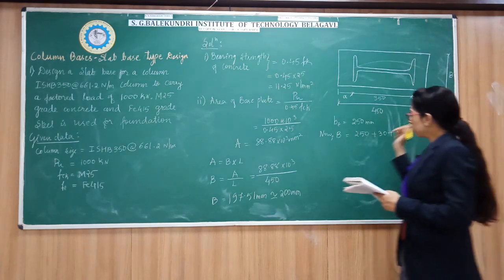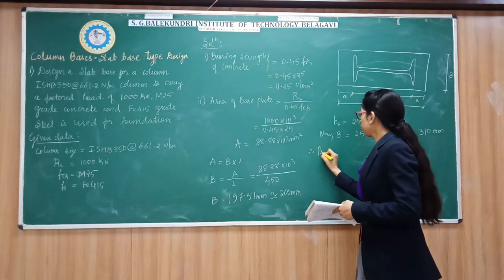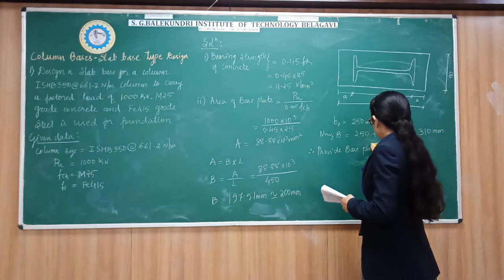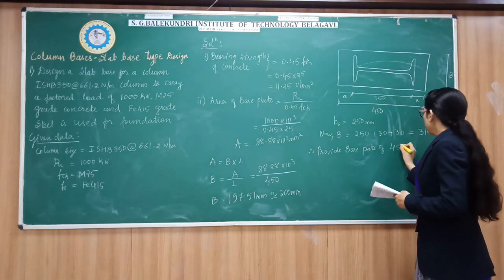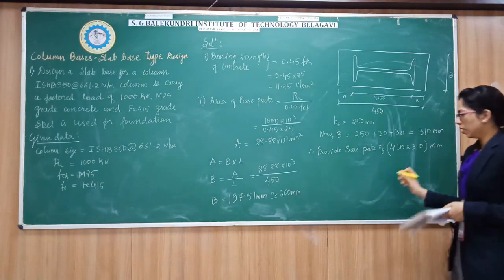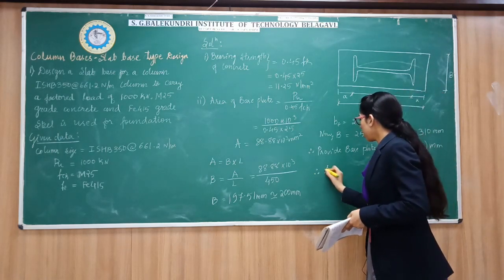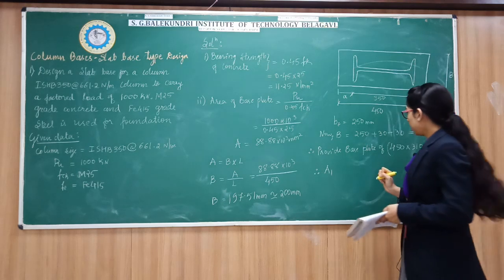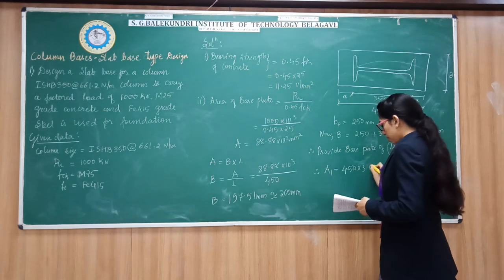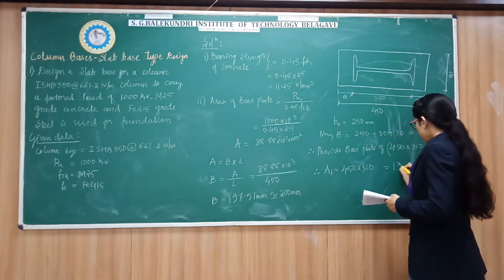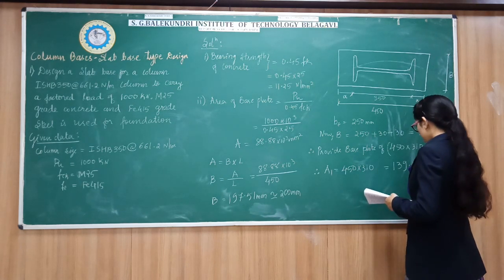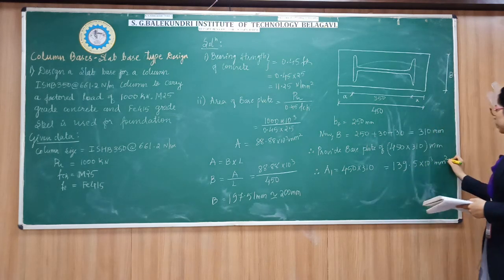Once you know this, provide a base plate of size 450 by 310 mm. Therefore, the provided area for the base plate, A1, is 450 into 310, which is equal to 139.5 into 10 raised to 3 mm square.